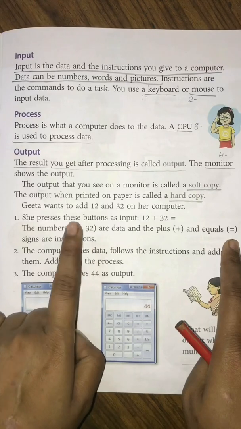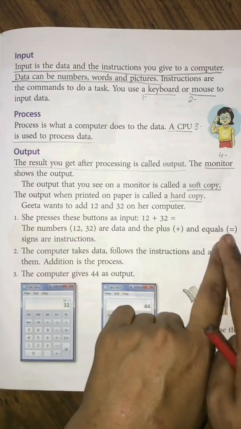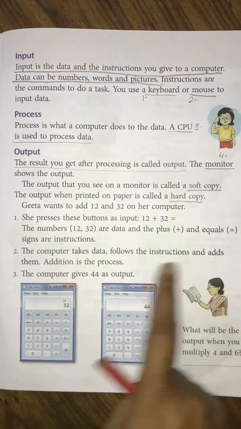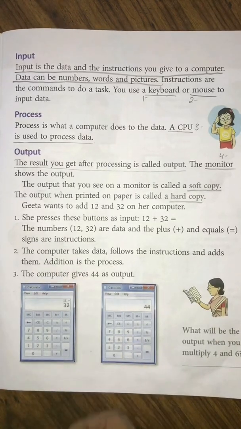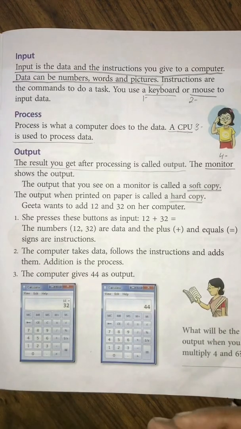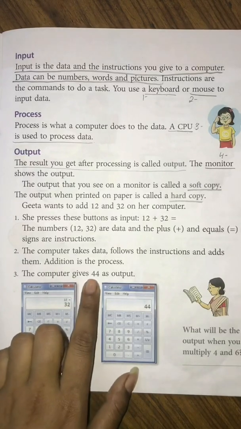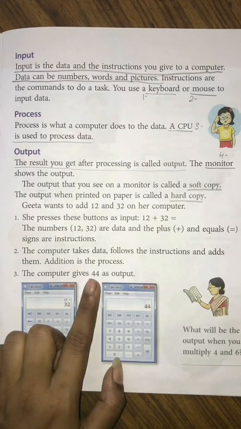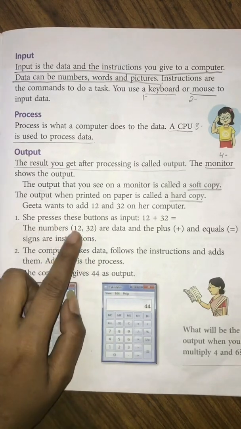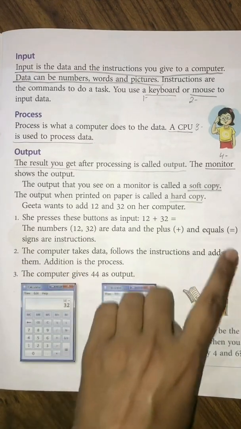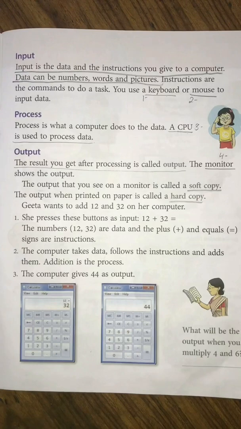She is giving to the computer both the numbers to add, and with is equals to she is asking for the answer. The computer takes data, follows the instructions and adds them. Addition is the process. Now both the numbers are getting added inside the CPU, and it is the process. As the output we get the result 44. Clear? So children, 12 and 32 is data, the plus sign and the is equal to sign is instruction. Process is going on and the answer that we get is 44, that is output.